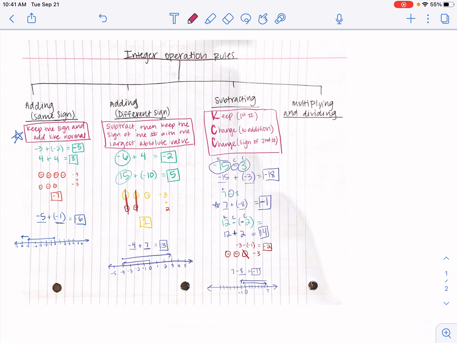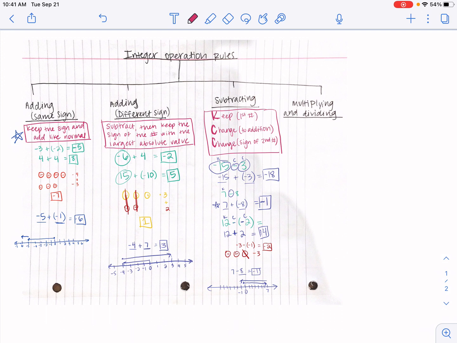For adding with different signs, this one's a little bit trickier. You just have to keep the sign of the number that is bigger or has the bigger absolute value. So in -6 plus +4, -6 has a bigger absolute value, so our answer is going to be negative. And then we just find the difference between the two numbers. So the difference between 6 and 4 is 2.